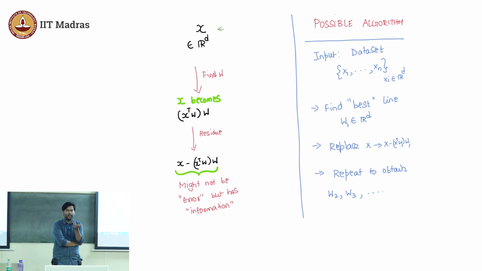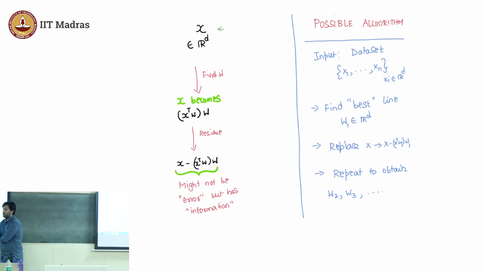How many lines can you find at max? What do you mean closest to the original one? Okay, so original data is in 1000 dimension. Now, how many lines can I find at max? Number of data points? Number of dimensions. Okay, good.